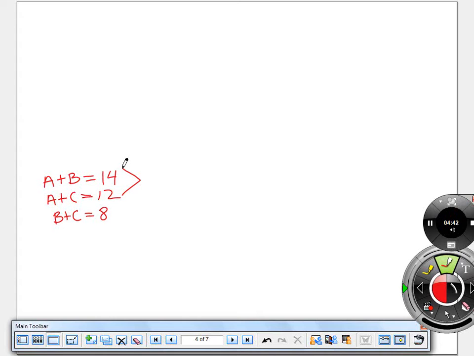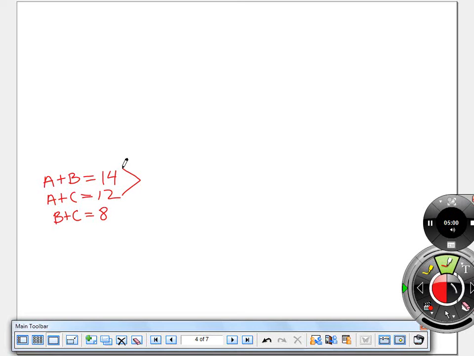Okay, so if we just combine them together as they are, we would get 2A plus B plus C equals a number. That seems super complicated, right? But can we do something with them so that when we combine them together, rather than getting more complicated, it gets a little bit simpler when we combine them together?